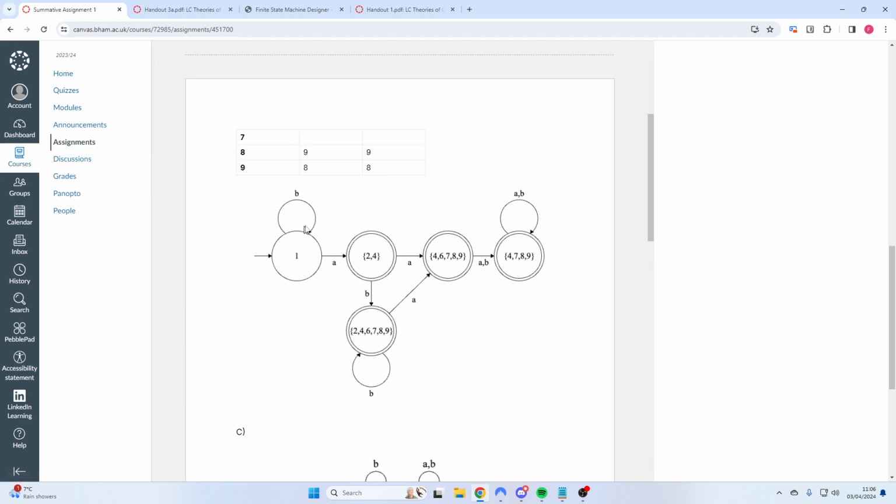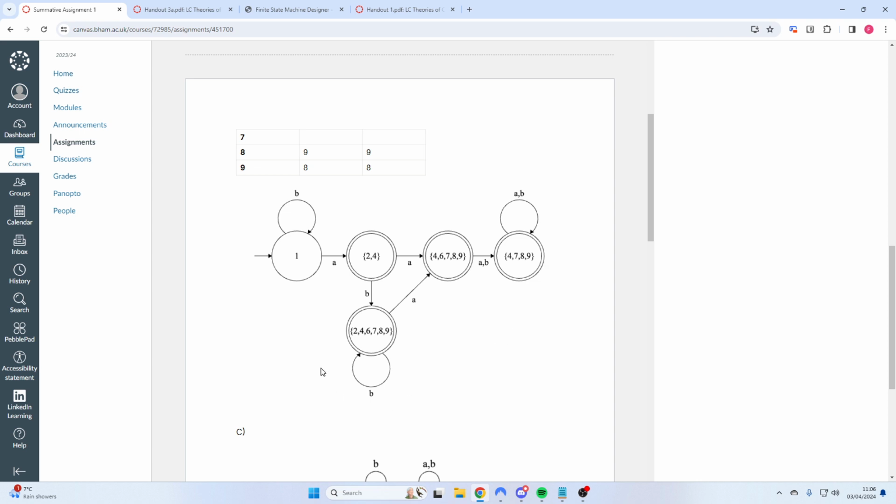Here we can see we're starting at 1. B doesn't accept anything, but after we go to A, we can never get rejected. If we look here, once we're in 2, 4, if we go A, AB, AB, it doesn't matter what we do, we're always being accepted here.